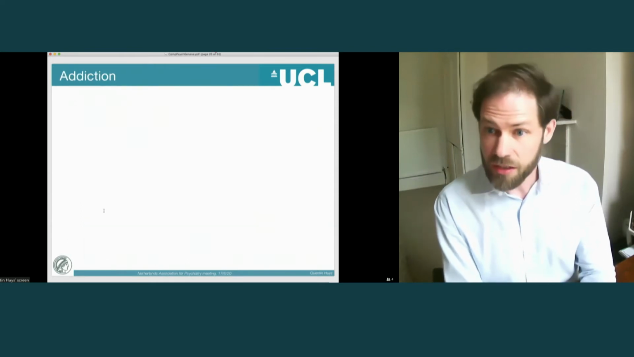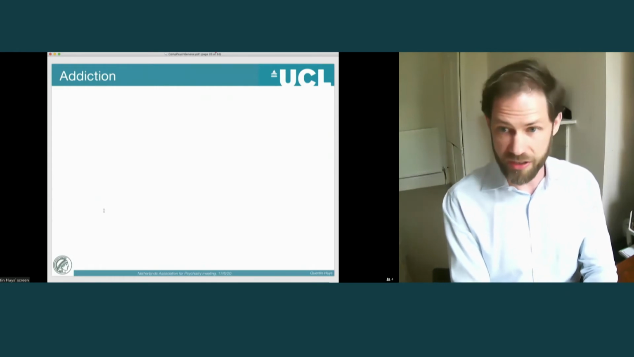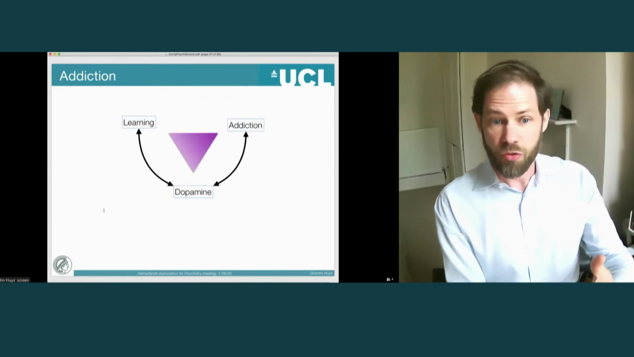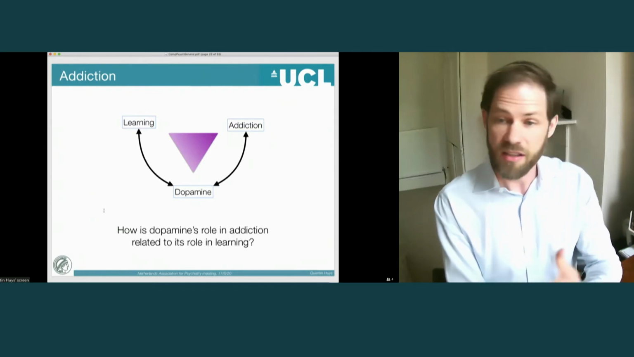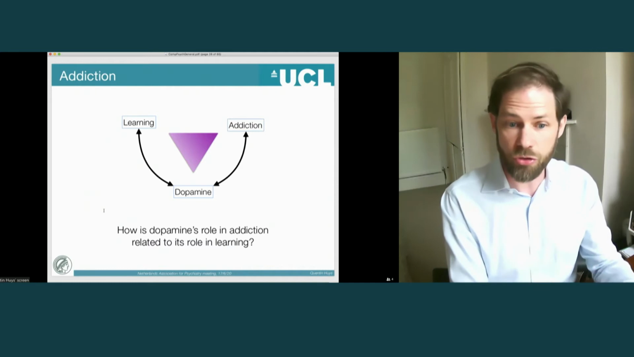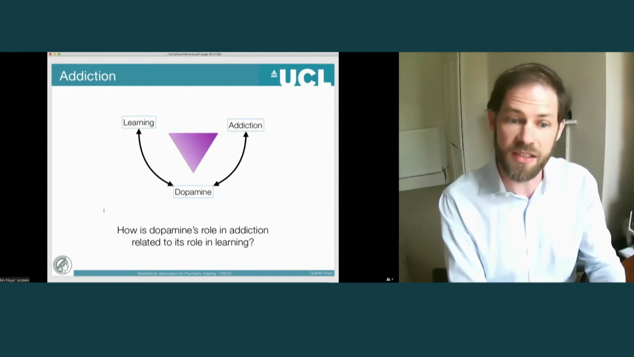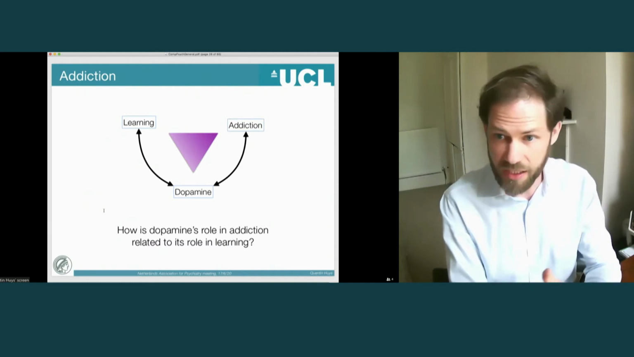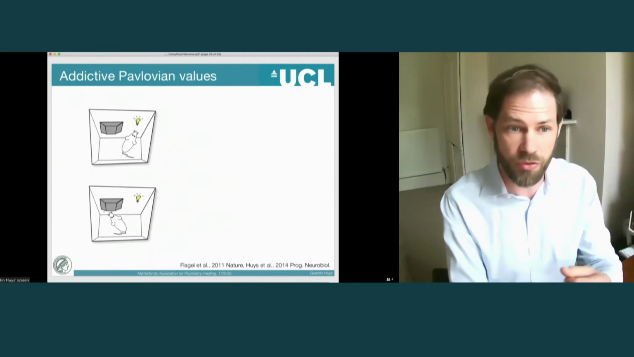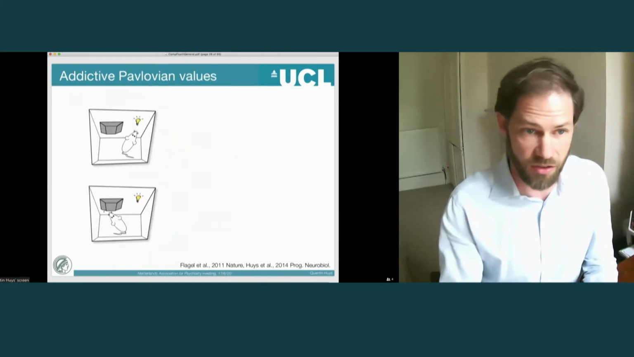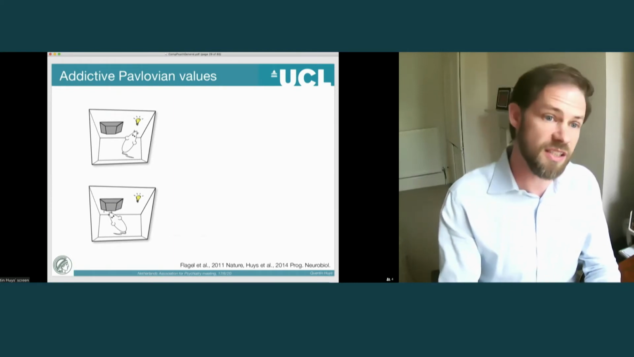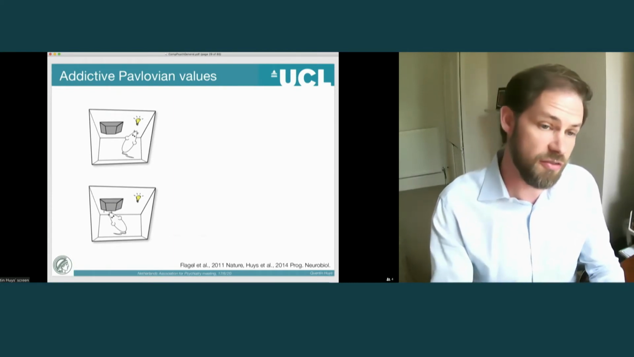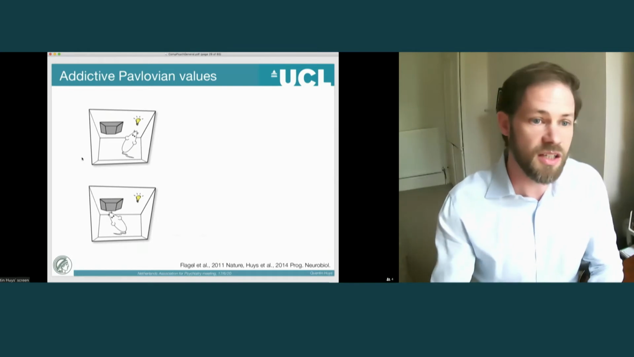In particular, dopamine has long been related to addiction. So as dopamine is now related both to learning and to addiction, this has raised questions about how dopamine's role in addiction might be related to its role in learning. And I'd like to just describe a little bit of work we've done on this question. So this starts with an observation in a very standard procedure, which is that of conditioning.